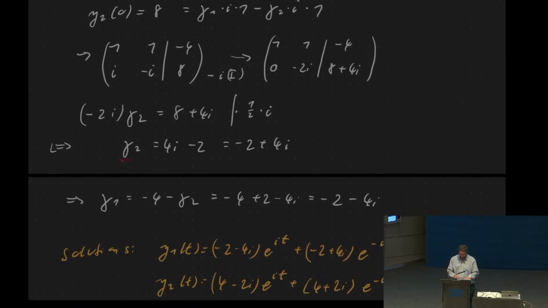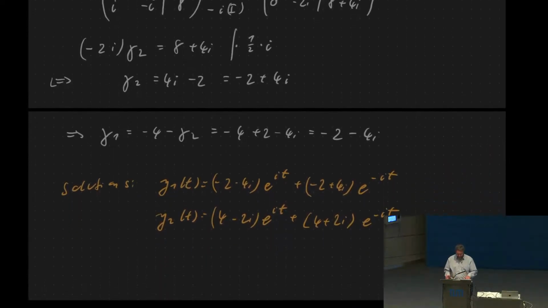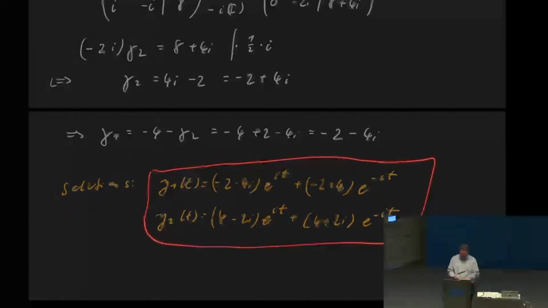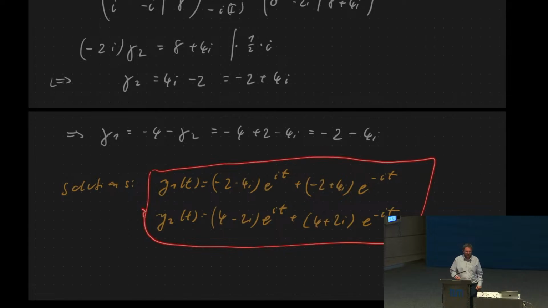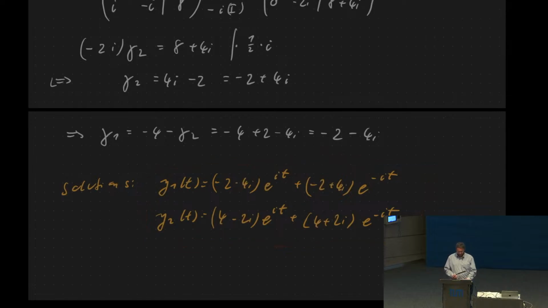So gamma 2 will be minus 2 plus 4i. Gamma 1 will be minus 2 minus 4i. Right, so here's our solutions. And remember, basically, this is the number of hawks and squirrels, plus or minus a constant. Right, so here's how we can compute those.